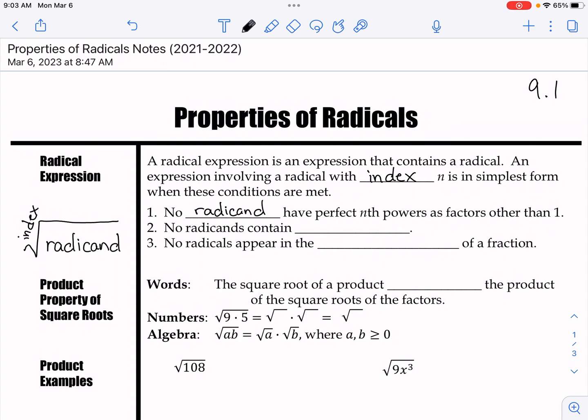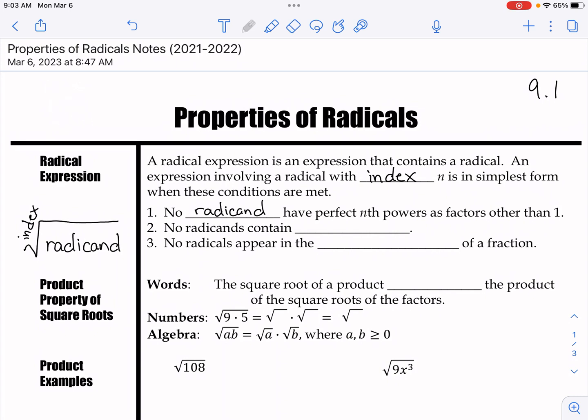So what it's saying is that nothing inside has a perfect nth factor. If we're talking about squares, 1 squared is 1, 2 squared is 4, 3 squared is 9. Those are not inside because we can simplify that further. All right, we don't need that for now.